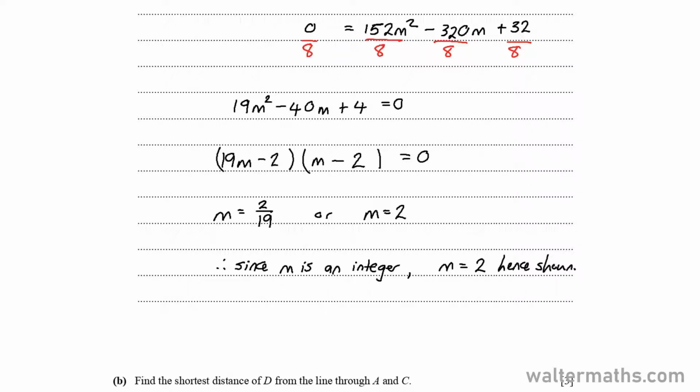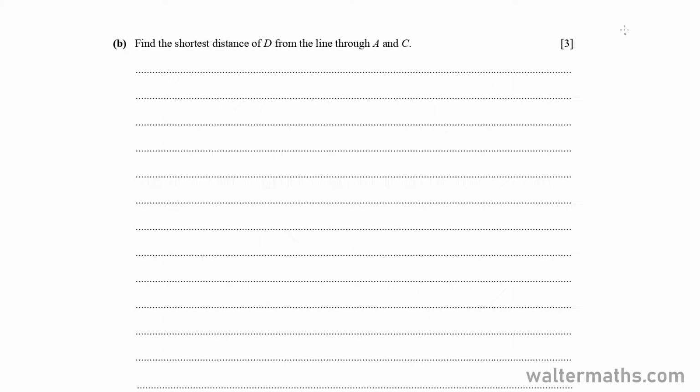Let's scroll down to part B. On part B, the question goes, find the shortest distance of D from the line through AC. So here it's like we've got a line which is passing through A and C, and we're looking for the shortest distance of the point D from that line. So shortest distance means perpendicular distance, so we actually are looking for this distance here, which I want to call D. So there should be a right angle between these two lines.